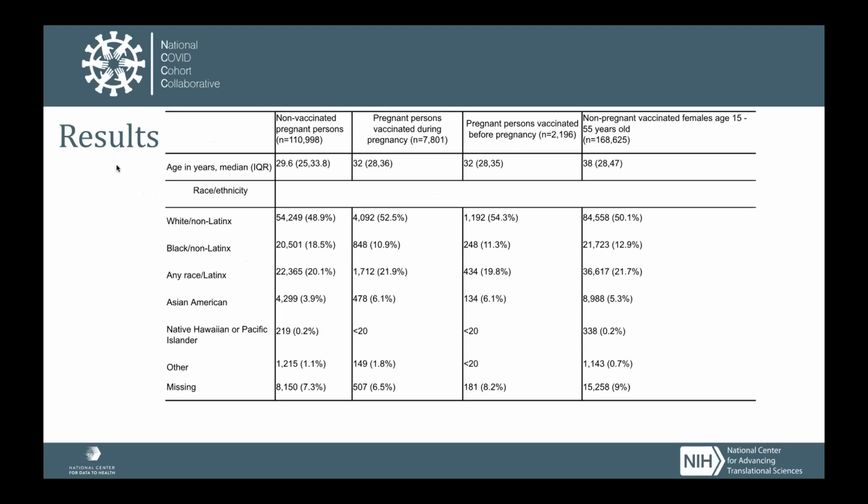So here is a descriptive result of the 4 subgroups of our cohort. As we see, among the pregnant people, their median age is around 30 years old. And people who are vaccinated but not pregnant tend to be a little bit older than the other 3 groups. They're around 38 years old. And for vaccinated people, we see that they have around 11 or 12% of Blacks, and vaccinated non-pregnant persons have slightly higher proportions of Black.